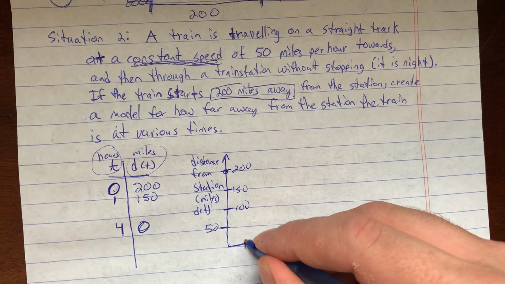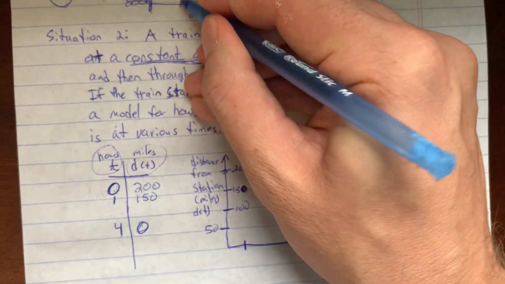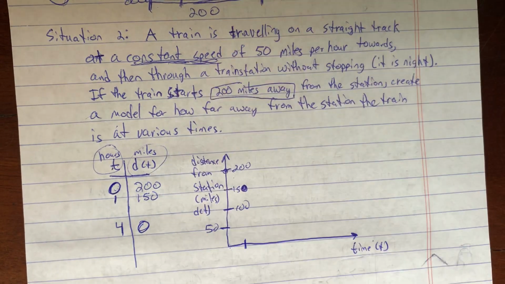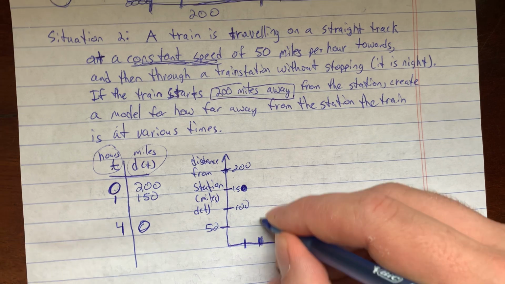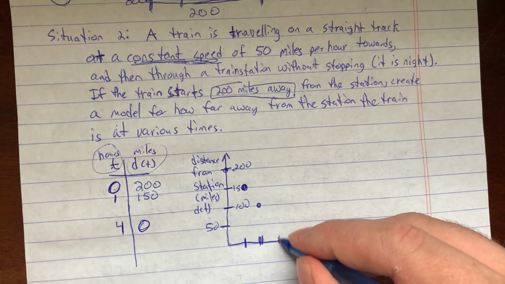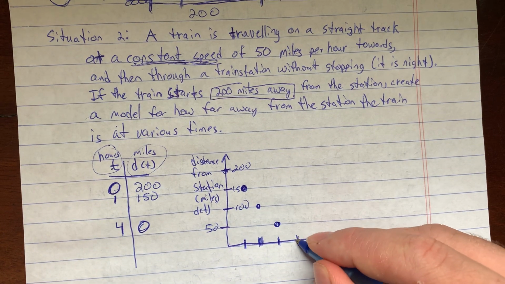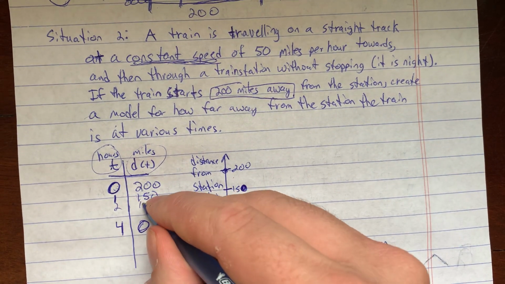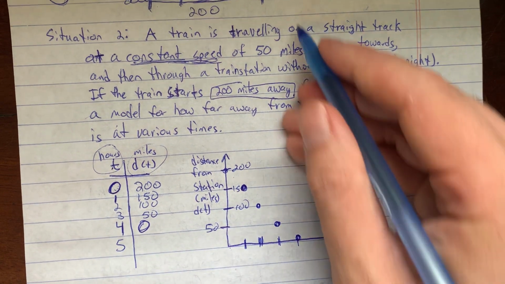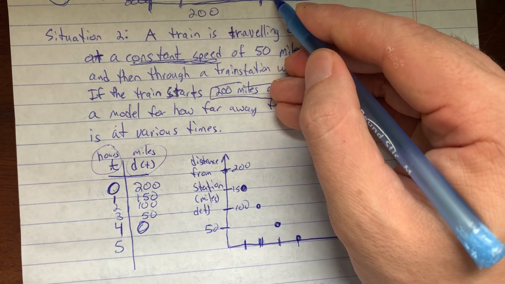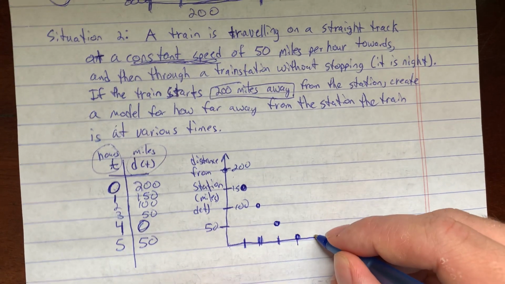And so after 1 hour, the train is 150 miles away because it's going 50 miles an hour towards the train station. After 2 hours, the train is 100 miles away. After 3 hours, the train is 50 miles away. After 4 hours, the train is 0 miles away. And after 5 hours, the train was at the train station and now it's gone another hour away. And so it's 50 miles away from the train station.